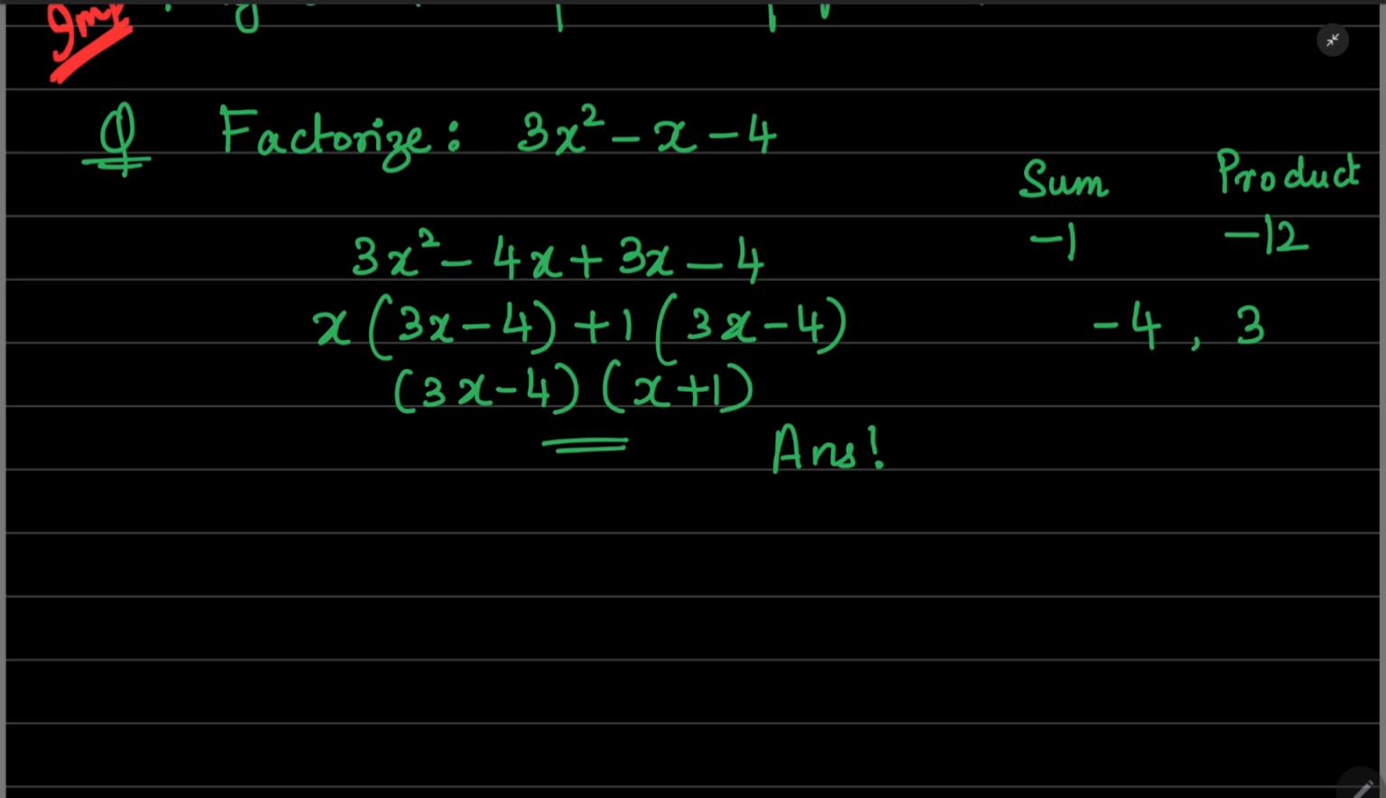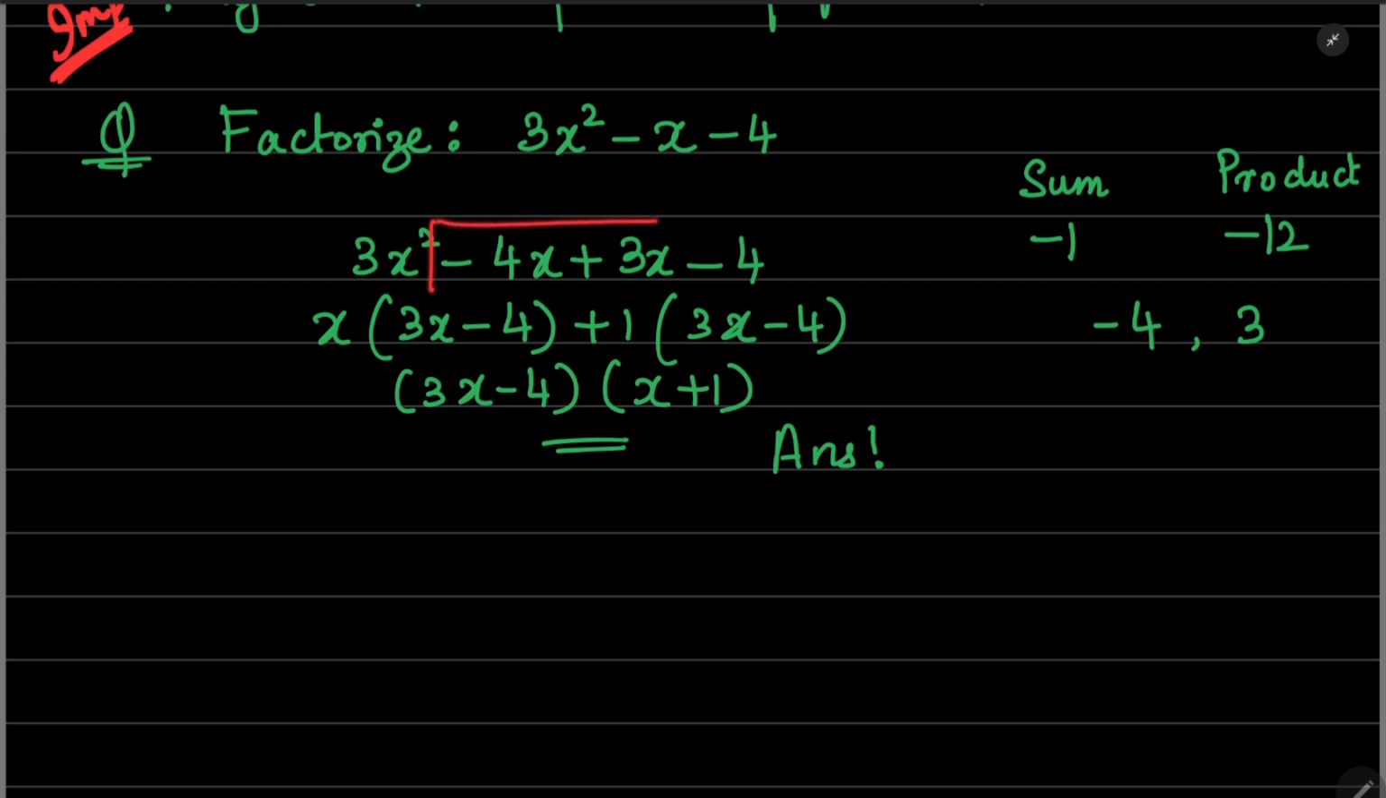Hope you understood. The most important thing first is to check that the polynomial is arranged in the correct order: x square, and then x, and then the constant. So this is the middle term. The coefficient of x will be the sum. The product of the x square coefficient and the constant will be the product. Find two numbers whose product is minus 12 and whose sum is minus 1.